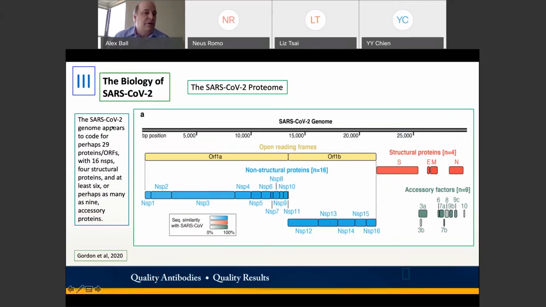So just in summary, the SARS-CoV-2 genome appears to code for perhaps 29 proteins or open reading frames. So as we saw, there's 16 non-structural proteins, 4 structural proteins, and at least 6, or perhaps as indicated here, 9 accessory proteins.